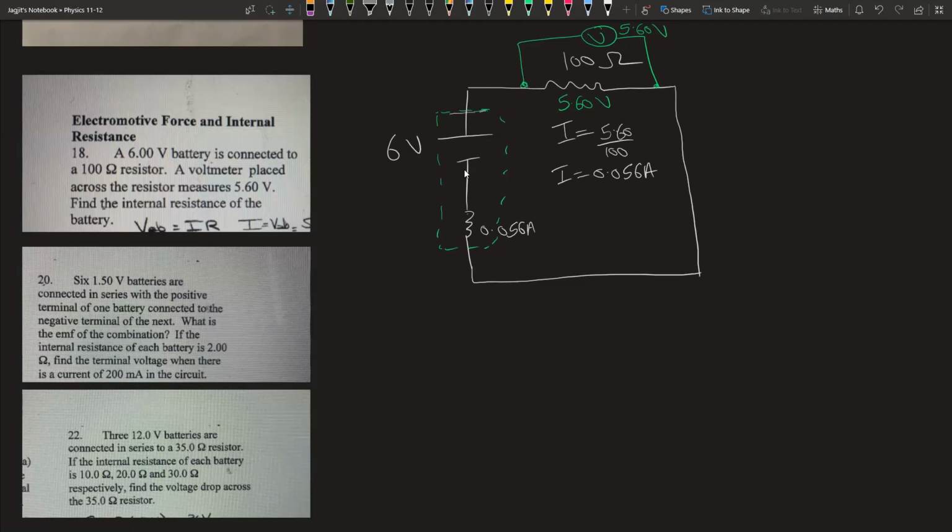Now, this was 6 volts, 5.60 volts dropped here. How much voltage is left? 0.40. So that's the voltage which will drop across this resistor. Now I can find the resistance of that. That will be the voltage drop across that resistor over the current that is going to pass through that resistor, which is 0.056 amps. Okay, so 0.40 divided by 0.056 gives you 7.14 ohms. That is your internal resistance. You see, I didn't have to memorize any formulas. I used pure logic to find that.